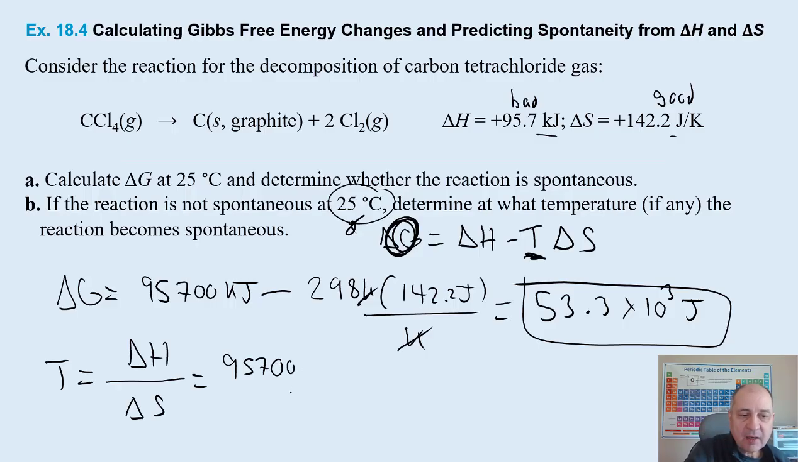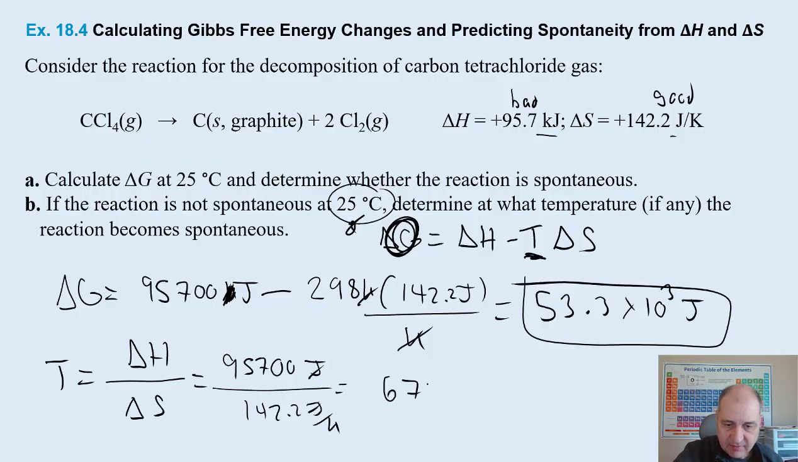95,700. Okay, that should have been joules, obviously, because I multiplied by 1,000. Sorry about that. Divided by 142.2 joules per Kelvin. And so joules cancels and Kelvin comes out top. And I end up with 673 K. So that's the temperature at which this reaction becomes spontaneous. So obviously we expect a high temperature.